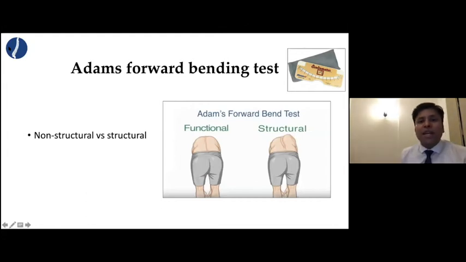The Adam's forward bending test will also help you differentiate between non-structural and structural scoliosis. For example, a patient with a sciatic list, if he is able to bend forwards, it should disappear. Similarly, other causes of non-structural scoliosis should disappear the curve when the patient is bending forwards.